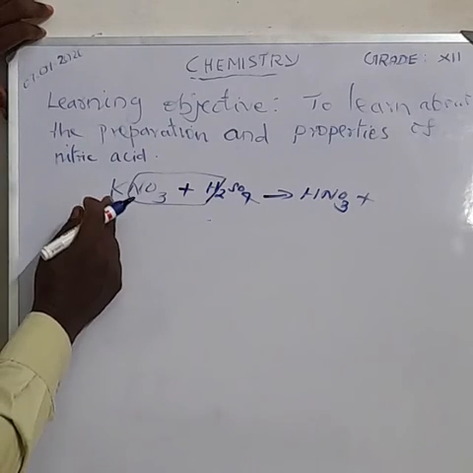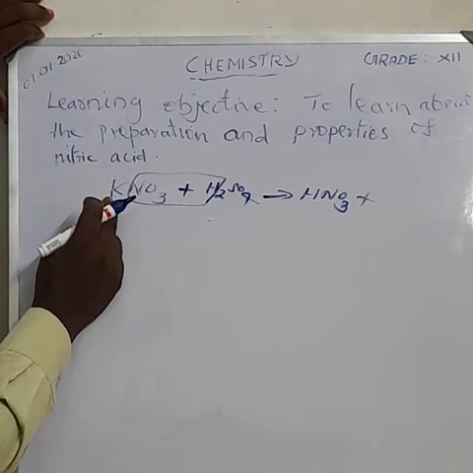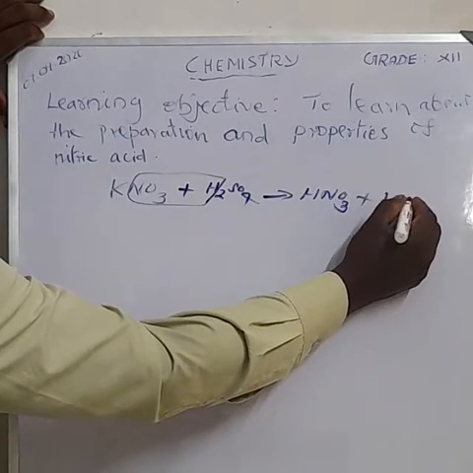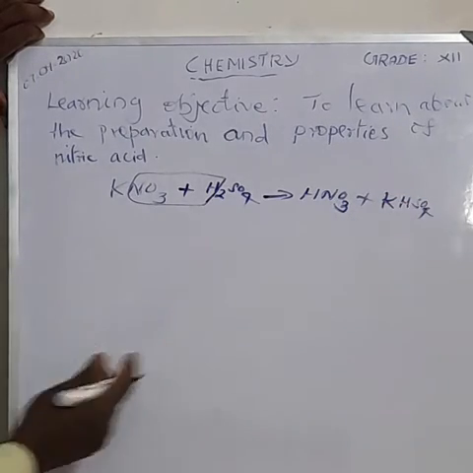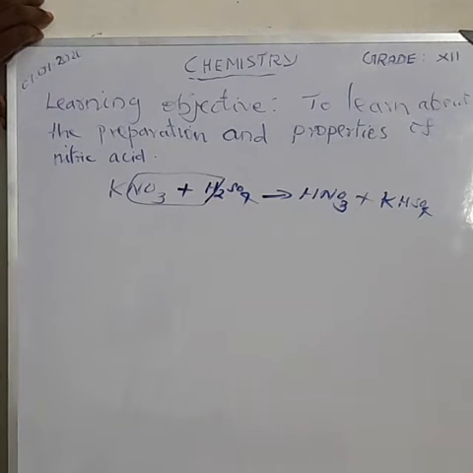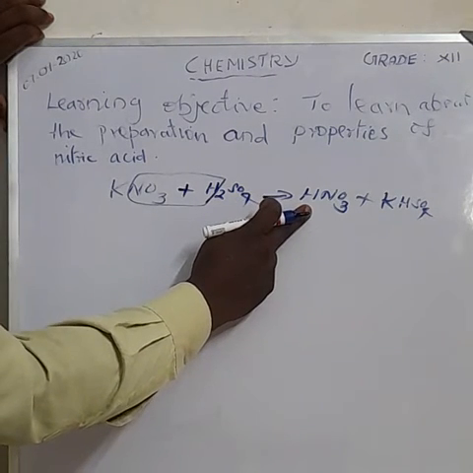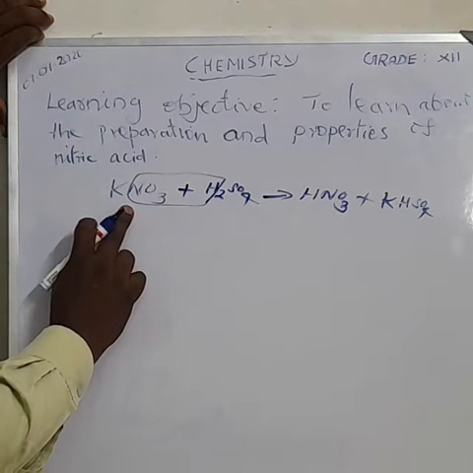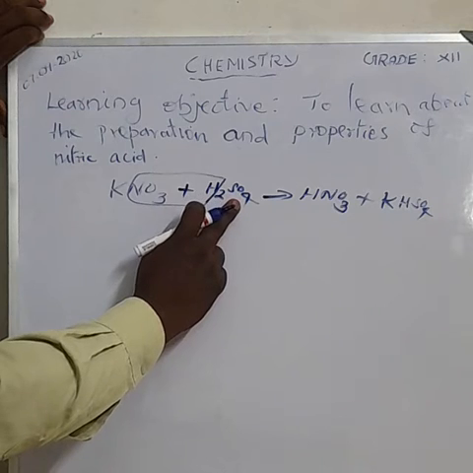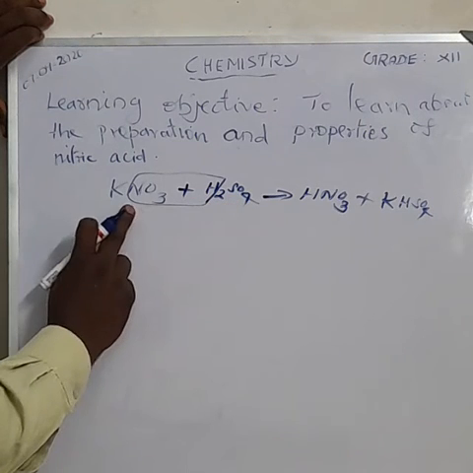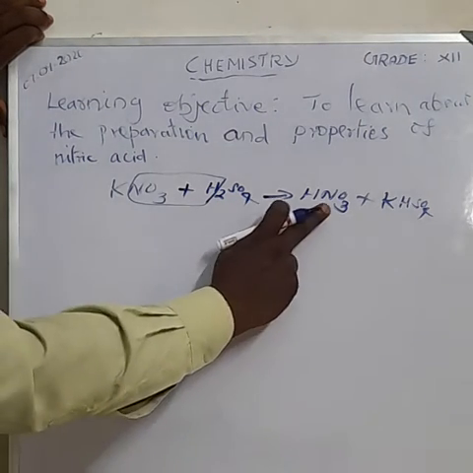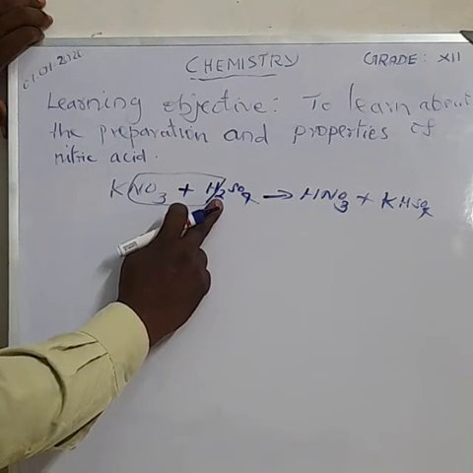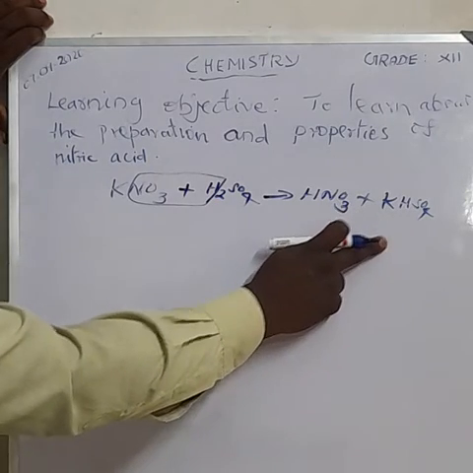HNO3 plus, here, potassium combines with the bisulfate. We get KHSO4, potassium bisulfate. So how do we obtain the reaction between potassium nitrate and sulfuric acid? Hydrogen combines with NO3 to form HNO3, and the remaining product is potassium combining with the bisulfate to form KHSO4.